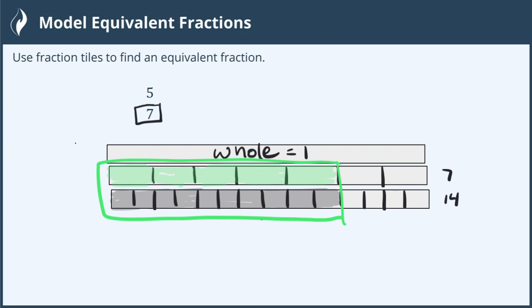So in this case, I have 1, 2, 3, 4, 5, 6, 7, 8, 9, 10. So I took 10 of the 14ths to be equivalent to the 5 out of 7ths from the previous one. And this is how we use fraction tiles to show an equivalent fraction.